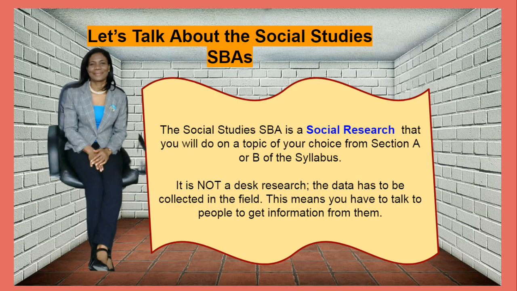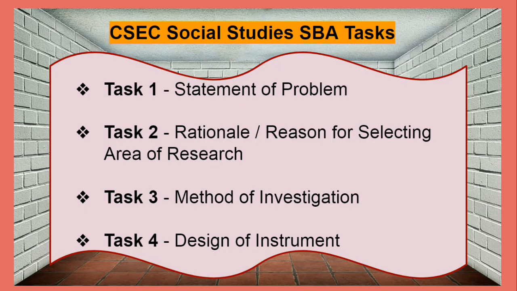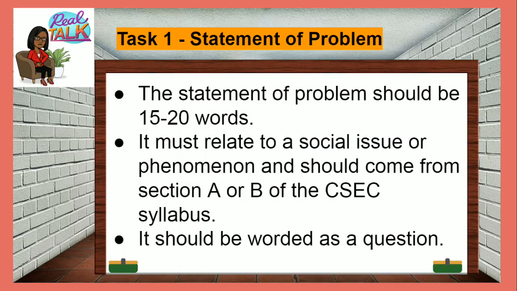Your SBA is a social research. That means the data has to be collected in the field. You have to talk to persons to get information from them. There are 9 tasks to be completed, and the entire SBA is worth 40 marks. In this video, we will explore the first 4 tasks, which include statement of the problem, reason for selecting the problem, design of instrument, and method of investigation.